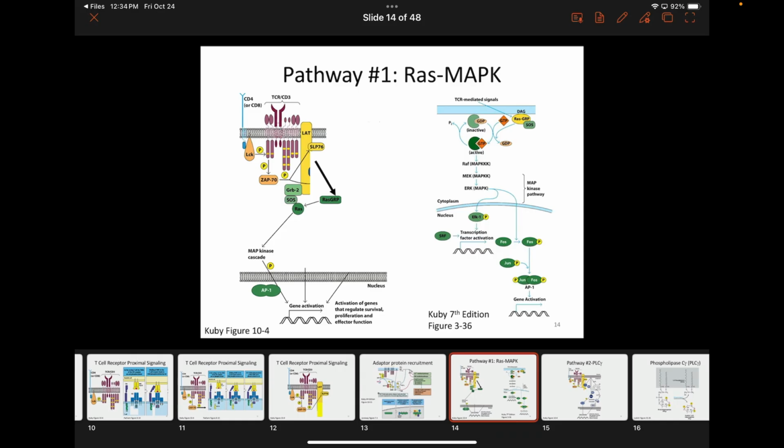And so now we need to go back up to our adapters, back up to LAT and SLP76, and look at another branch that is coming from LAT and SLP76. So as you can see in this branch, after we had LAT and SLP76 activated, we activated RAS. So we went from LAT and SLP76 to RAS, as you can see here. I drew over here on this board.